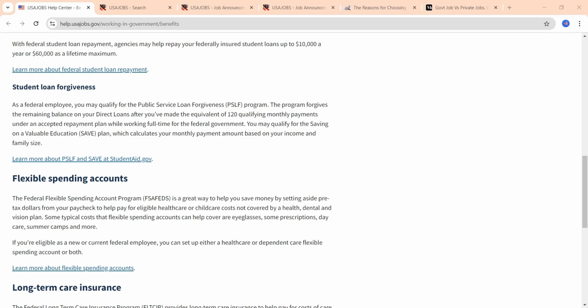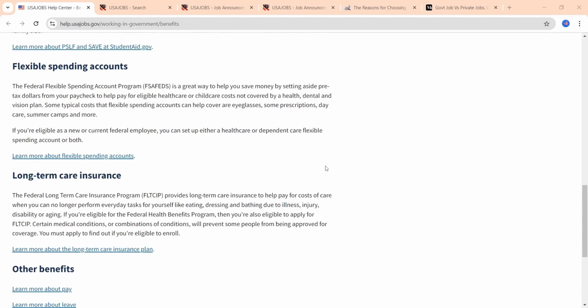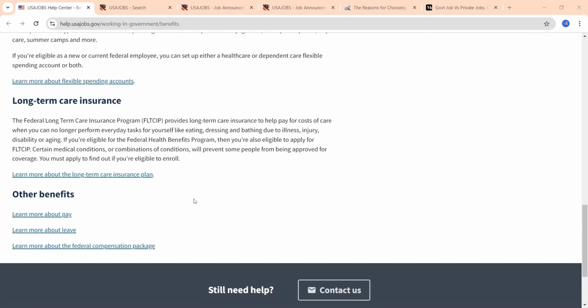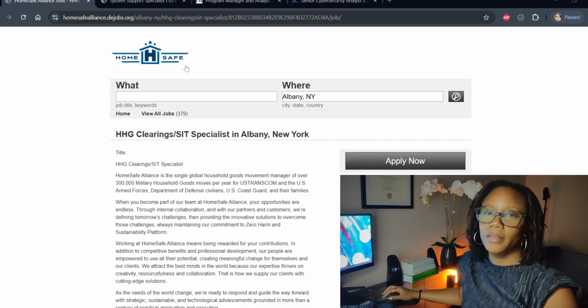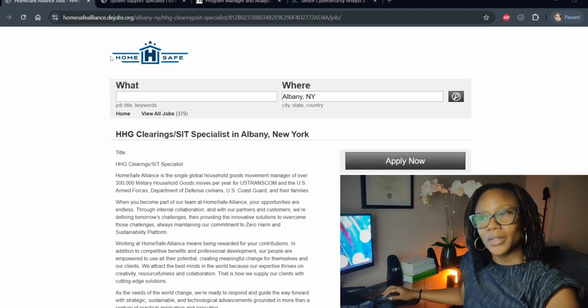In addition, they offer flexible spending accounts, insurance, and other additional benefits that you can read about later on. So if you're looking for a technical or analytical role, I'm coming to you today with four jobs, from entry level, 0 to 3 years of experience, to experienced roles for those of you who have experience but are struggling to find a job. The first job is from the company called HomeSafe.